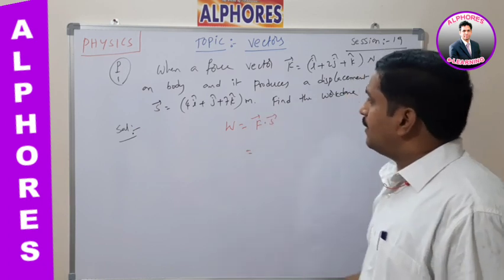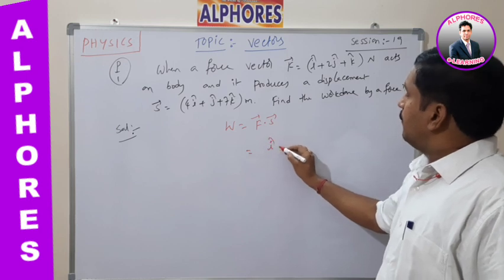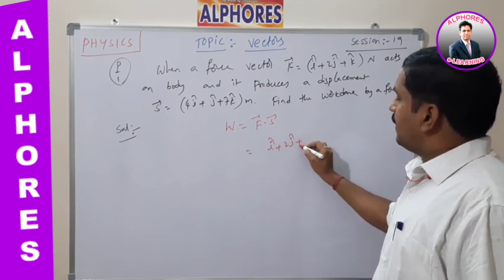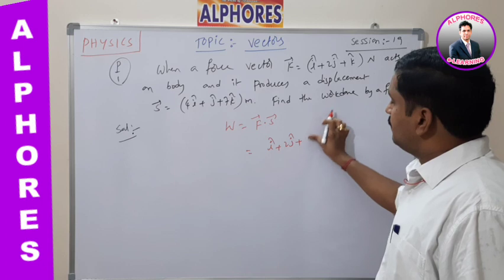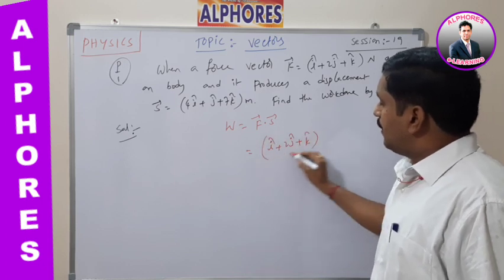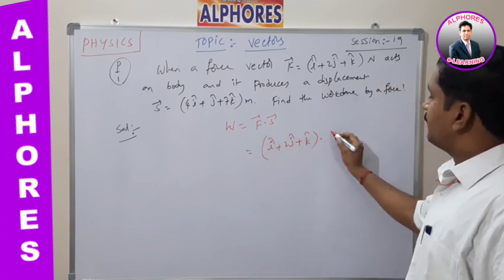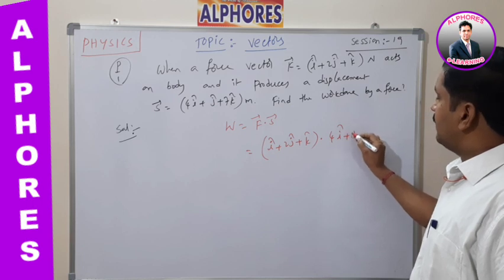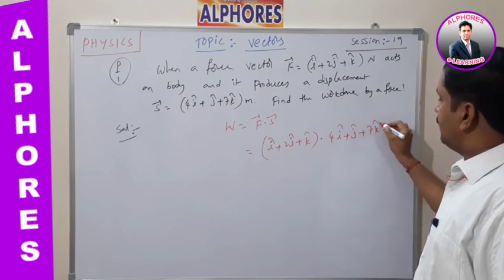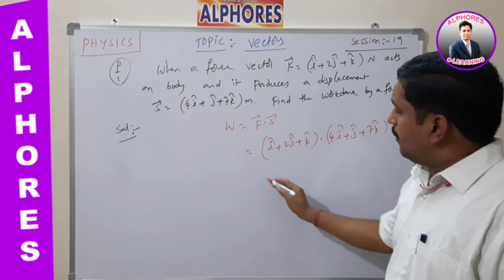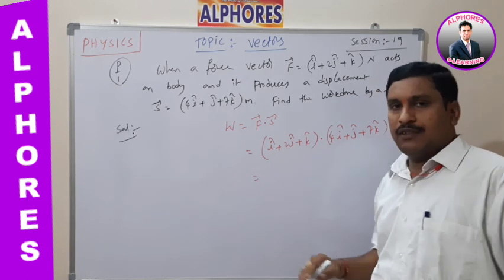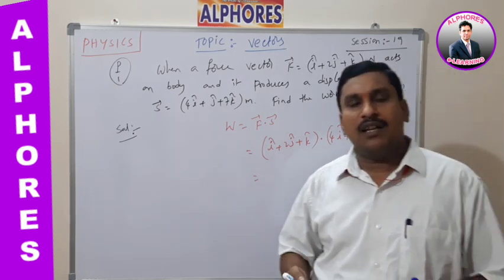Now what is the answer here? Please tell me. i cap plus 2j cap plus k cap dot, what is the displacement? Yes, 4i cap plus j cap plus 7 into k cap, right? Now by doing the dot product of these vectors, we know already the dot product of like vectors is always 1.